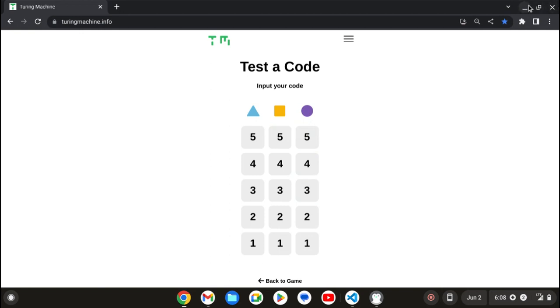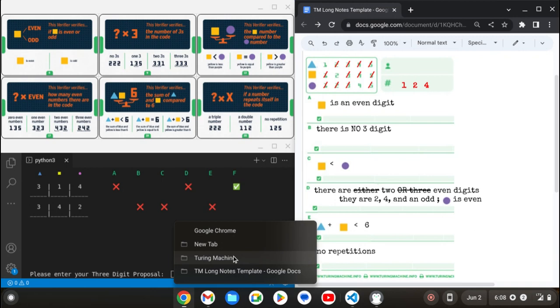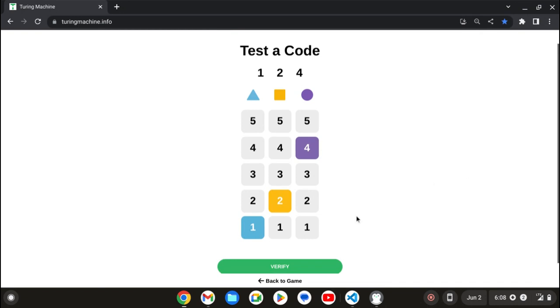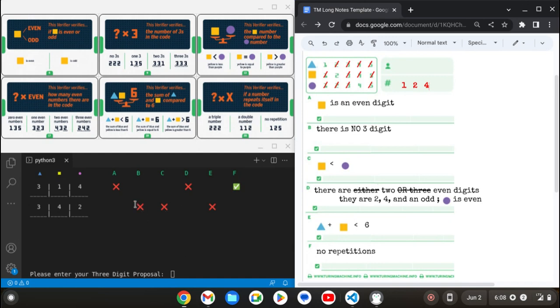And again, that was 1, 2, 4. So 1, 2, 4, let's verify. Okay, so yeah, we got it. But again, we have to test, did we beat the Turing machine or not? Notice that we did do it in 6 tests. Well, there are 6 criteria cards, so I feel confident.